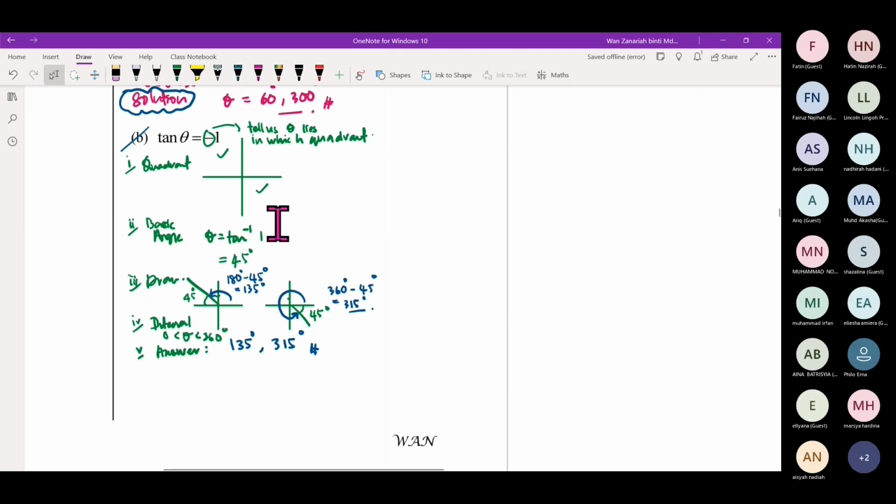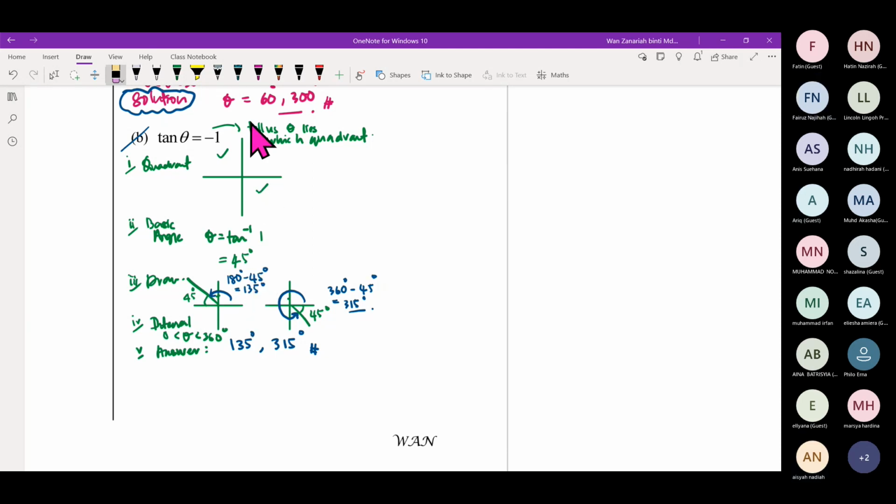And then basic angle, shift tangent 1. Sayang, tengok soalan negatif tau. Okay, give extra attention here. Question negative, nampak? But when we press the calculator, we ignore the negative. Negative only tell us theta lies in which quadrant. Bukan untuk you press calculator tekan negative. So shift tangent 1 is 45. Boleh semua? Boleh, madam.